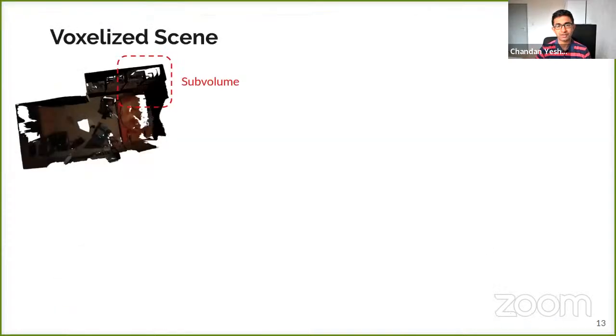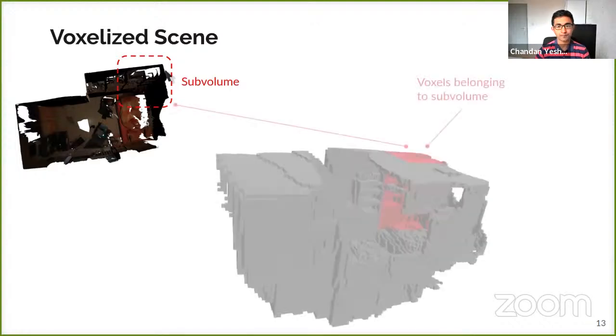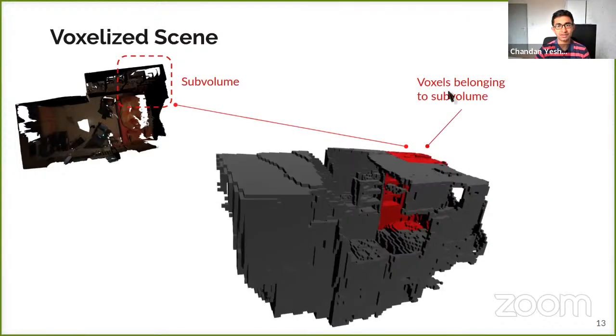So this is exactly what was done in 3DMV, which is already a couple of years old now. I'll explain what is actually done there. We take the voxel grid of a scene, and we pick one subvolume from the voxel grid, which will look something like this. In red, we highlighted the voxels that belong to this subvolume.